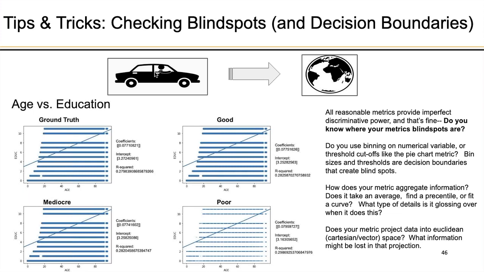Trying out your metric on different types of data, density, sparsity, things like this, and just identifying these blind spots is a good idea. It doesn't mean it's a bad metric because it has them. We just want to know where they are. Next slide.